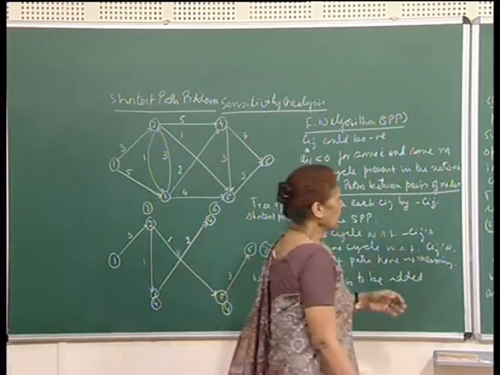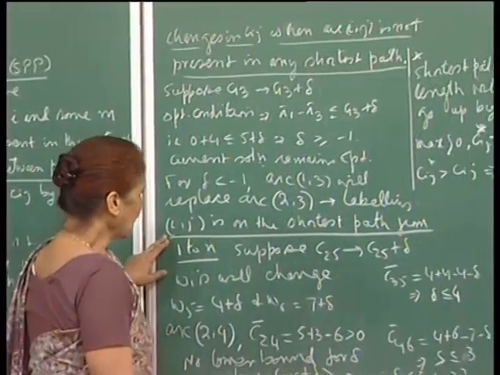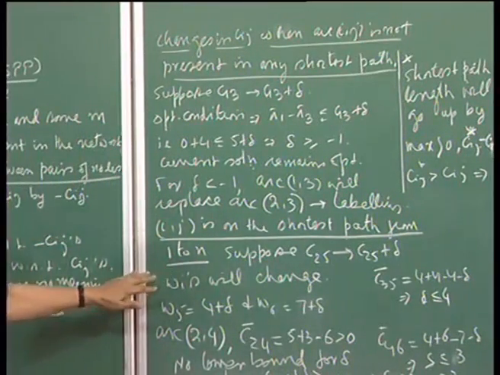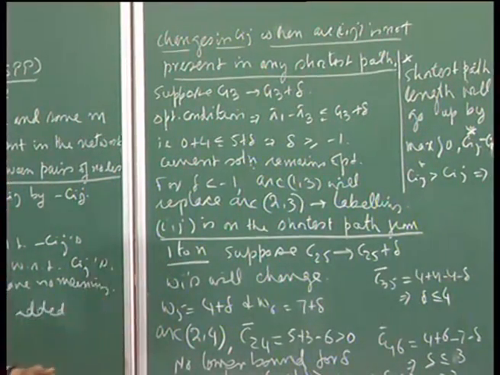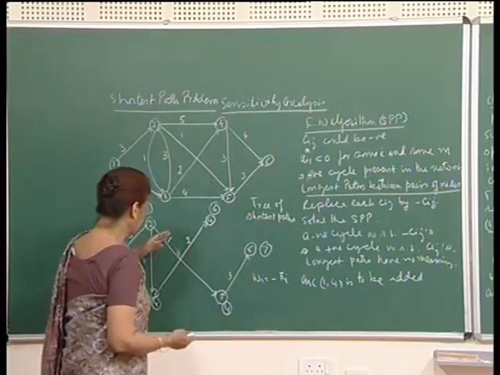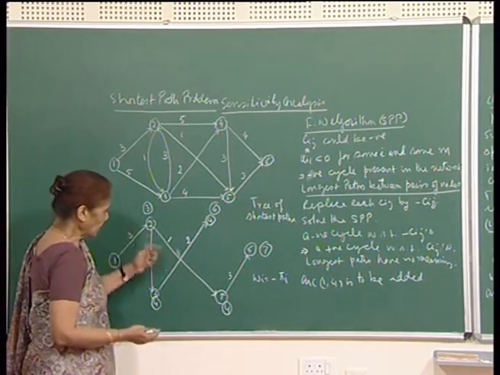Now, similarly, let us now go to an arc i j which is on the shortest path from 1 to n. Let me consider that case and then similarly you can then see how to handle the case when i j is in one of the shortest paths, but not on the path from 1 to n.